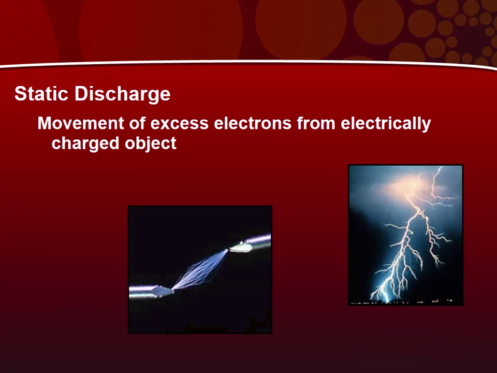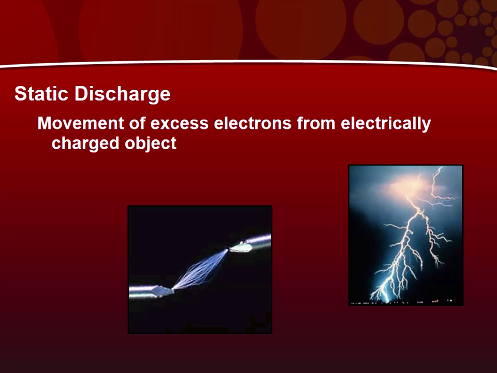So here we go. Again, static discharge. This would be the idea of when you actually get that electric shock. It's what creates lightning. So it's the movement of excess electrons from one charged object to another charged object. Lightning would be cloud to ground. That would be the change in charge going from one object, clouds, to the other object, the ground.